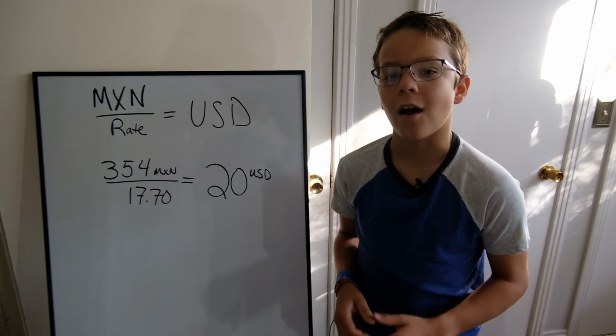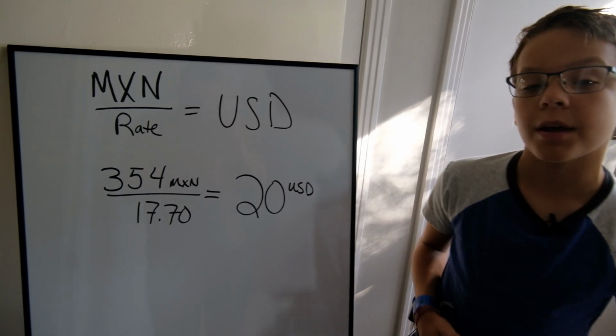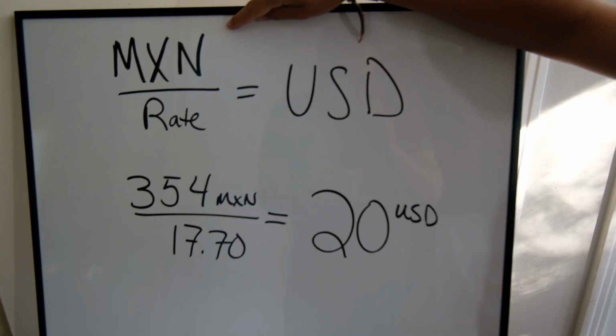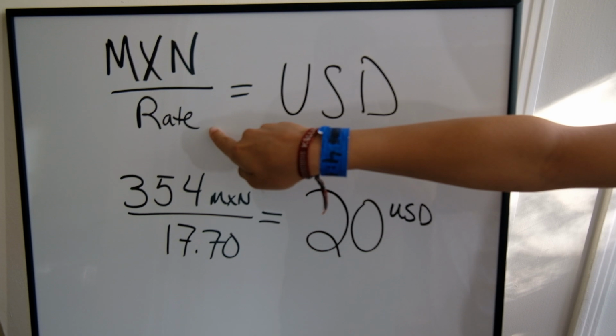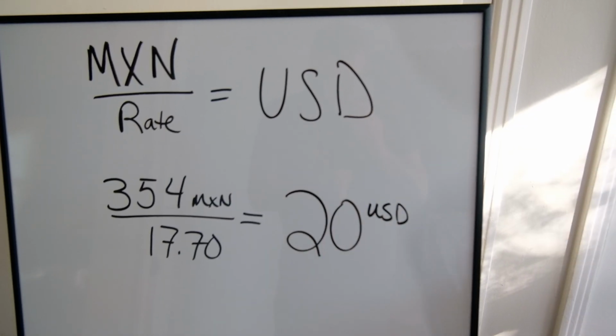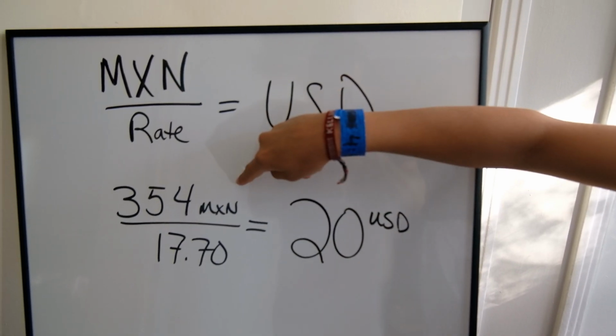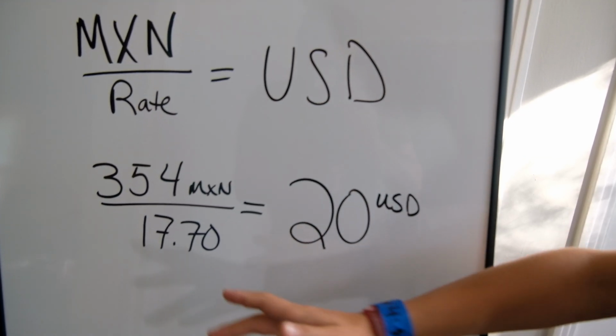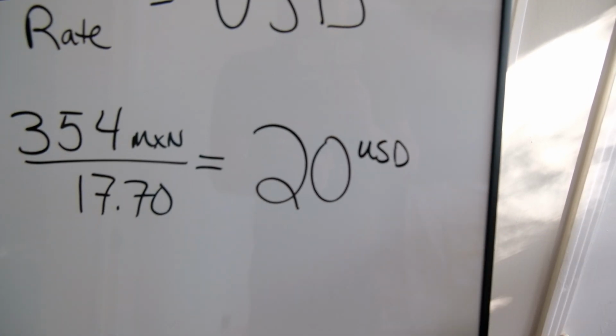If you want to find out how much something costs in US dollars, you need to reverse the formula. MXN, the amount of pesos you have, divided by the rate equals the amount of US dollars. So we have 354 Mexican Pesos divided by 17.70, the exchange rate, and we get 20 US dollars.